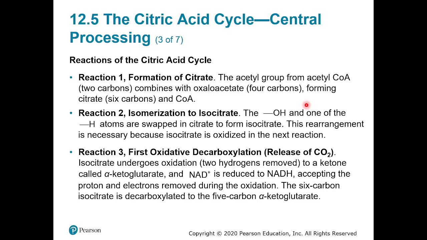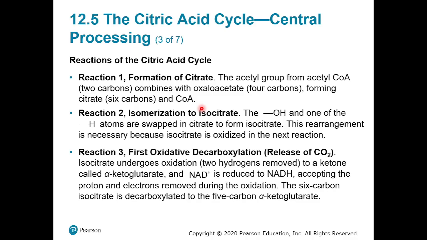Now notice this is the naming citric acid cycle. This is the one it's named after. Okay. The acetyl group, this is the acetyl-CoA, which is 2 carbons. It's going to combine with oxaloacetate, which is the 4 carbons. This is going to form your citrate, which is 6 carbons long. And you'll also get CoA back. Okay, so your coenzyme A regenerates.